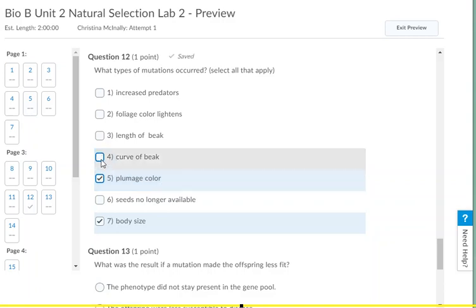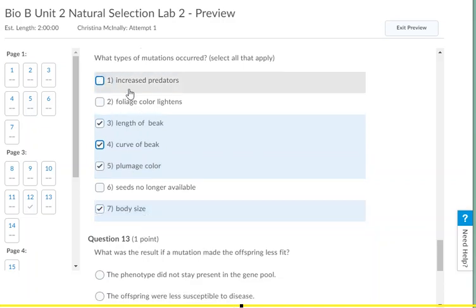Okay, yeah, that would be a mutation because it could make it more susceptible to being eaten. Well, just the changing of the feathers to match the surroundings, right? It doesn't matter whether it was good or bad. It was just what occurred, right? Things that could change in the bird population are the length of the beak, the curve of the beak, the color of the feathers, and the size of the body. All of these other three are things that happened out in the environment, but not a mutation within the population of birds.